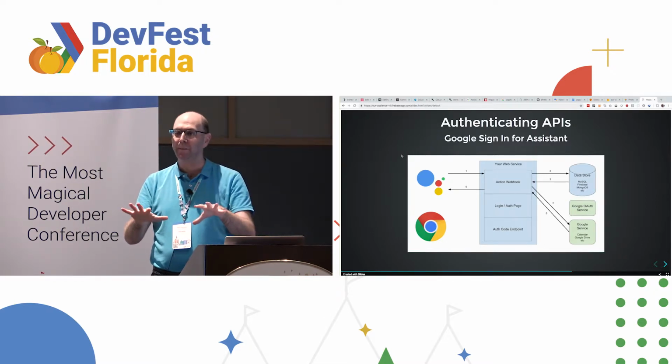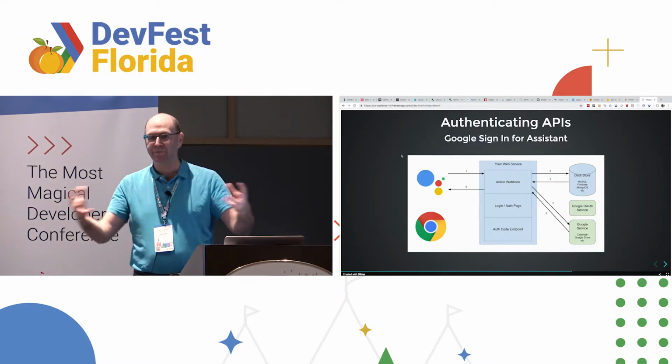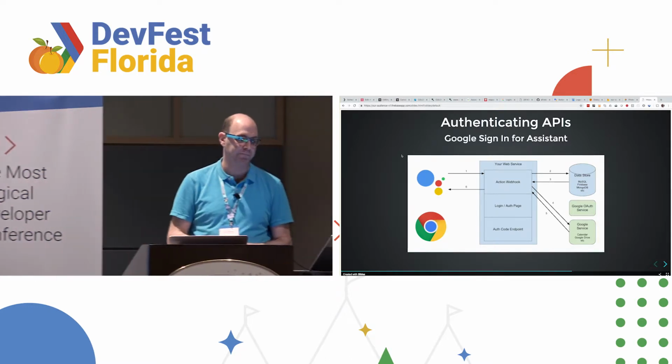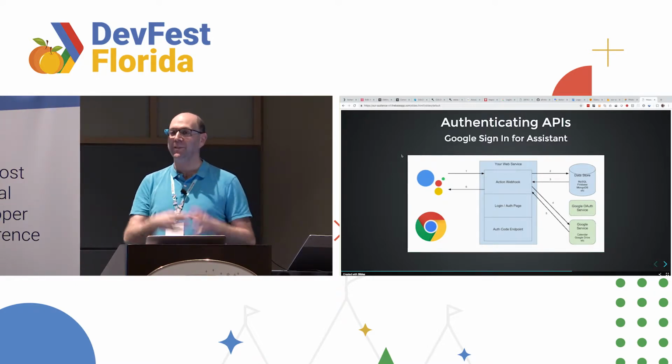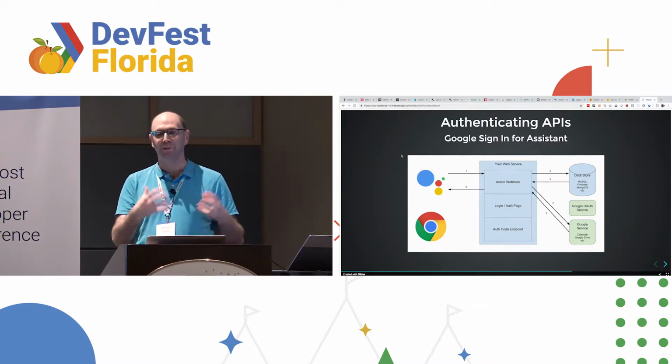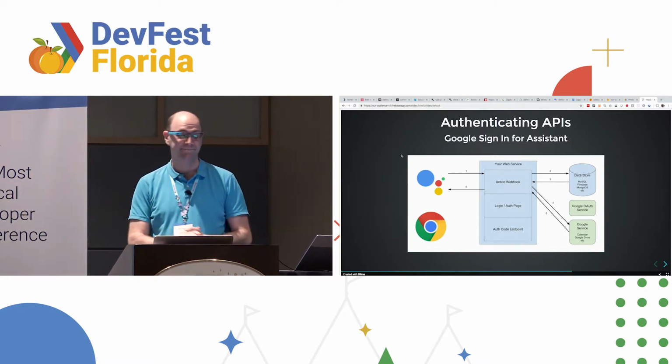A couple of extra steps, but all fairly straightforward, and if you've done OAuth, it's stuff you should be fairly familiar with already. The biggest difference is that on the assistant side, we need to use a special part of Google Sign-In called Google Sign-In for the assistant. Other than that, pretty straightforward.